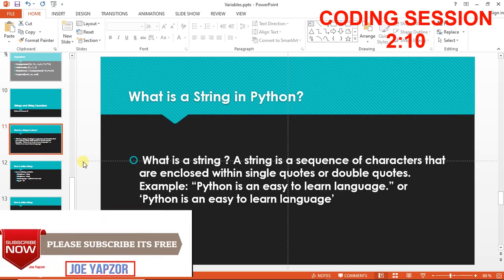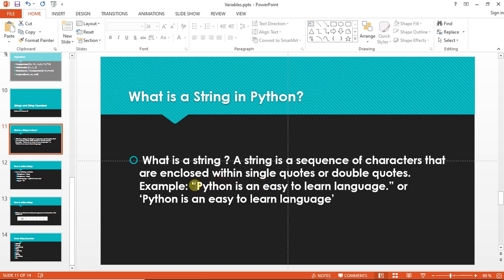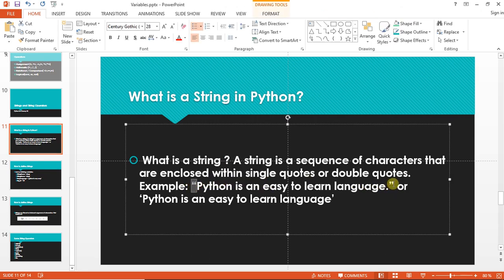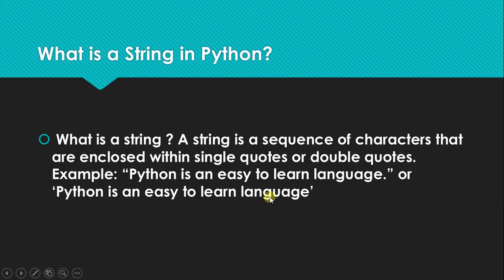In Python, a string is simply a sequence of characters enclosed in single or double quotes. For example, "Python is an easy to learn language", with double quotes at the beginning and at the end, closing it. That's just a string. In simple terms, 'Python is an easy to learn language' with single quotes too. It works the same way, it doesn't make a difference. The only thing you have to be careful about is that when you start with an opening quote, you have to close with the same kind of quote.